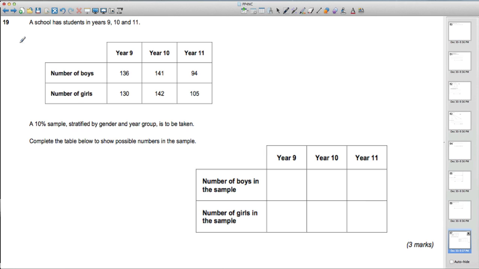Okay, question 19. A school has students in year 9, 10 and 11. A 10% sample stratified by gender and group is to be taken. Complete the table below. So we want 10% of each of these groups in our sample. Firstly, let's work out the total of our entire population. So that'd be 136 plus 130 plus 141 plus 142 plus 94 plus 105. We've got 748 in total.